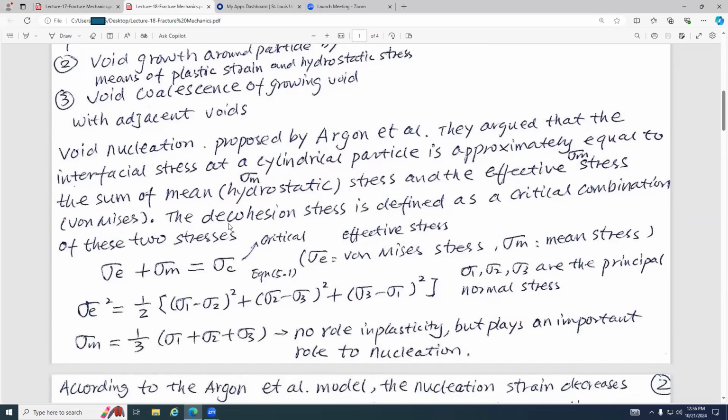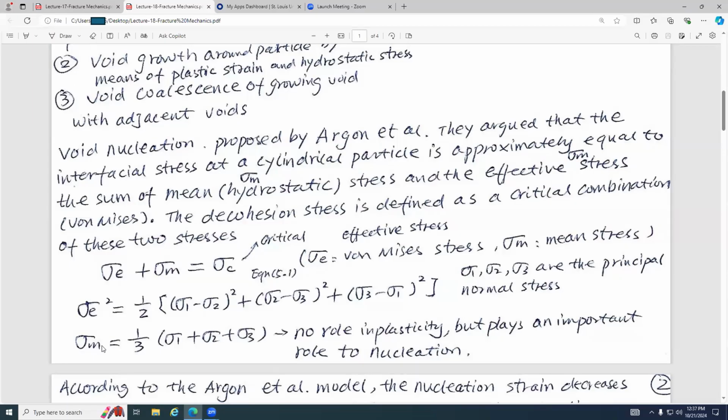So you can see the decohesion stress is defined as a critical combination of these two stresses. So here sigma E is the effective stress or von Mises stress, and sigma M is the mean stress, and the sum equals sigma C, the critical stress. If the sum reaches this critical stress, there is a void. Right? So what is the sigma M? This is sigma M, and sigma M equals 1/3 of these three normal stresses.